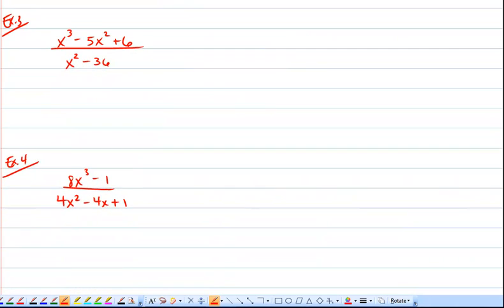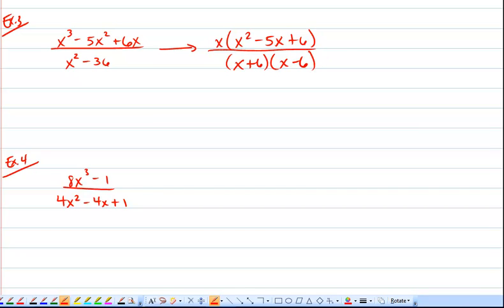All right, so take a look at example 3 here. X cubed minus 5x squared plus 6x over x squared minus 36. We're going to factor the top, factor the bottom. Factor numerator, factor denominator. First off, pull out an x. In the denominator, we're going to go ahead and make that into x plus 6, x minus 6. Factor the numerator again. There we go. Minus 3, minus 2.